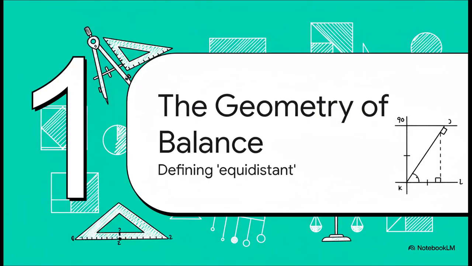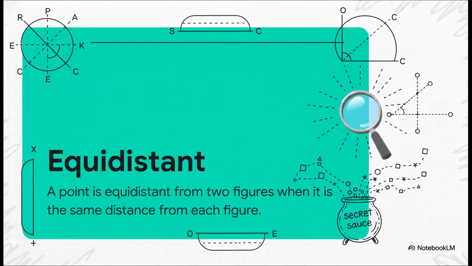Okay, first things first. Before we can really use our tools, we gotta get a handle on one key idea that makes everything else work. It's what it means to be perfectly balanced, or in the language of geometry, equidistant. It sounds fancy, but it's actually super simple. It just means being the exact same distance away from two different things. That's it. And believe it or not, this one little concept is the secret sauce for our entire toolkit today.